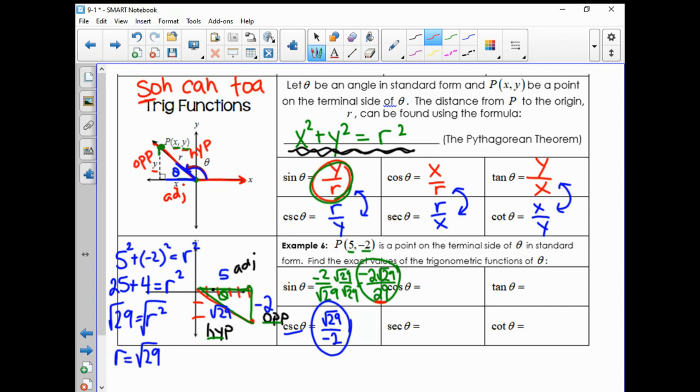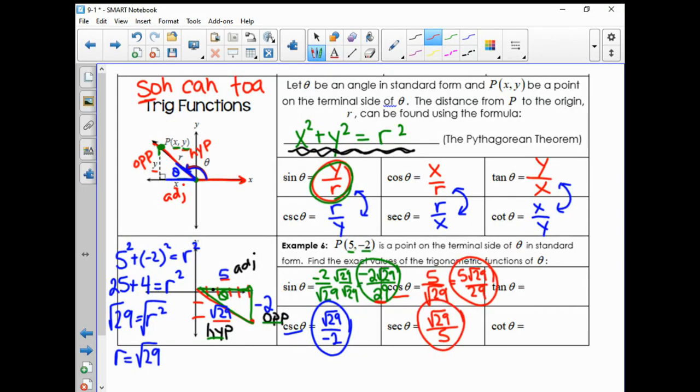All right, let's look at the cosine right here. So the cosine of theta is the adjacent over the hypotenuse. So it's going to be 5 over the square root of 29. Again, rationalize that denominator. So that's going to turn into 5 square roots of 29 over 29. The secant's easier. We're just going to flip those. So the square root of 29 is on the top over 5.